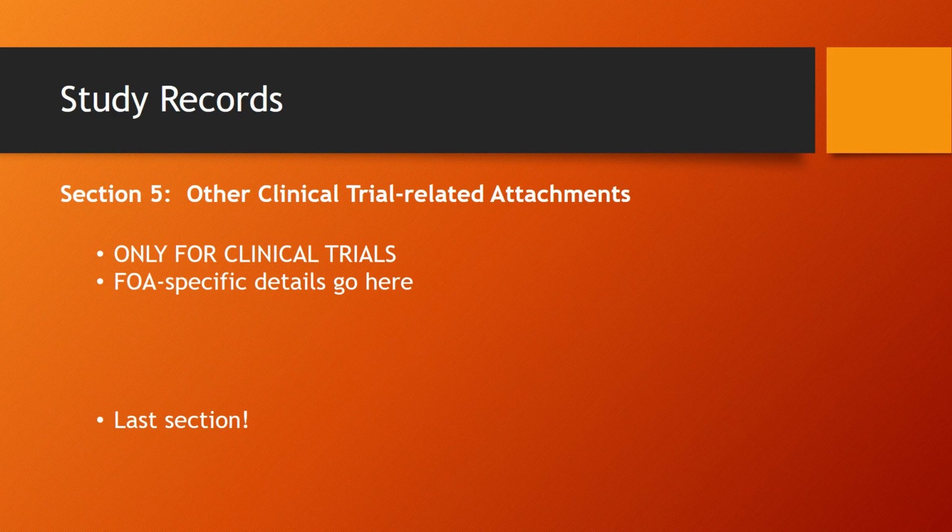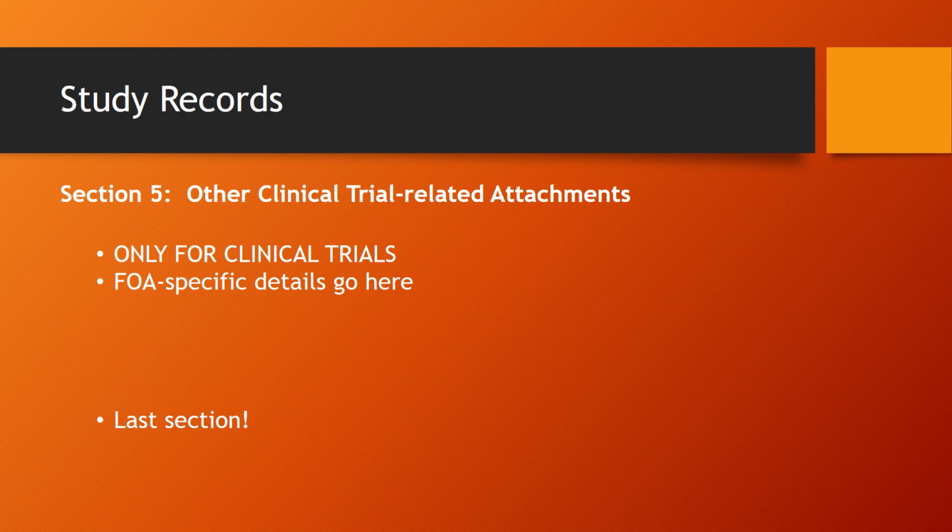And then section 5. So this section is called other clinical trial related attachments. So for most applications, you would not be completing section 5, but this is basically a space. Again, this would only be done for studies that are called clinical trials. So for your non-clinical trial studies, you wouldn't be doing this anyway. But this is to address any specific details that are required for a specific funding opportunity.